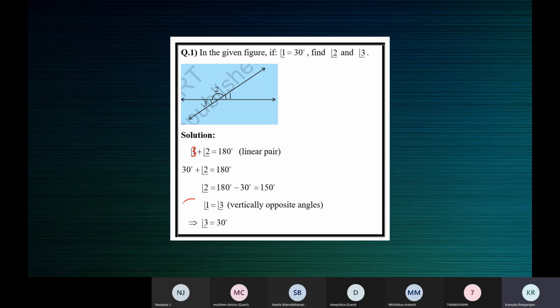Please do this one first. Vertically opposite angles are equal. And then do this. Angle 3 plus angle 2 is equal to 180, linear pair.